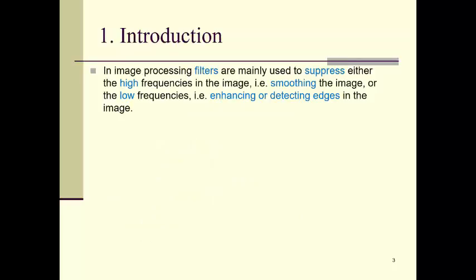Here we say that one of the main things that we may need to do in image processing is filtering. So here we say that image processing filters are mainly used to suppress. It's a filter. So this means that it will pass certain things and it will block other things from passing. So here it can suppress either high frequencies in the image. In this case we are making smoothing of this image, or we are suppressing the low frequencies. And in this case this means that either I want to enhance the image, this means that I want to increase the contrast in this image, or I want to detect the edges.